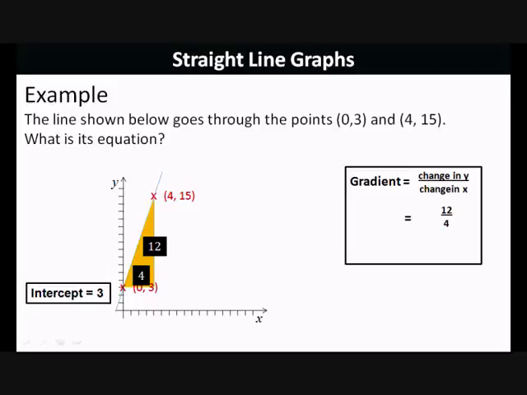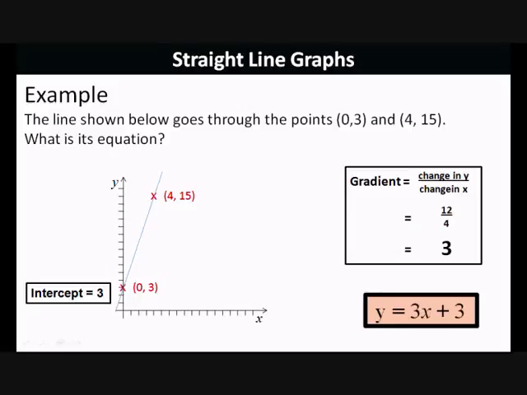So between the 2 points, y has gone up by 12. X has gone up by 4. So the gradient is 12 divided by 4, which is 3. So if the intercept is 3 and the gradient is 3, then the equation of the graph is y equals 3x plus 3. It's 3x because of the gradient being 3, and then it's plus 3 on the end because of the intercept being 3.